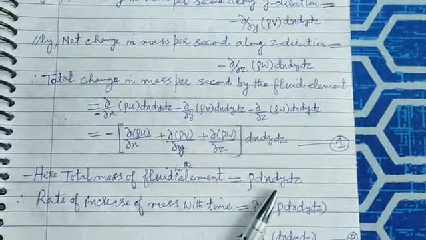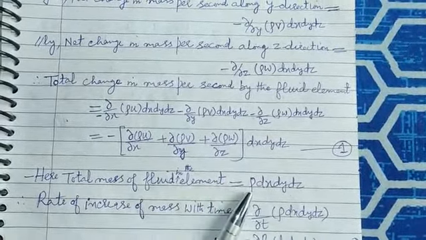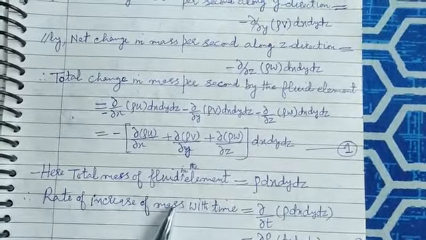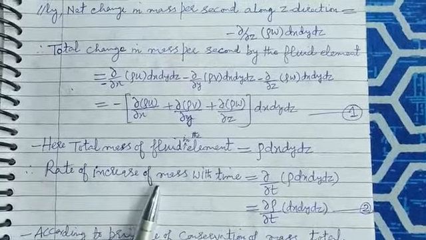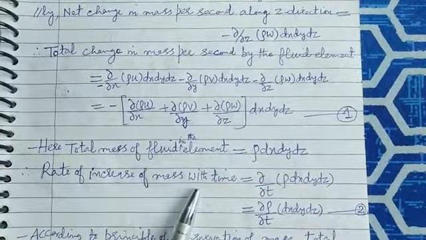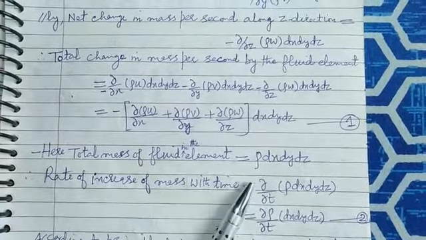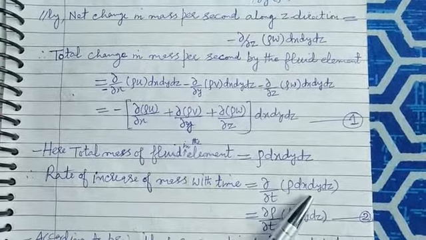So rho into dx dy dz represents the mass of the fluid in the element. Now what will be the change in this mass of the fluid element with respect to time? So we can say the rate of increase of mass with time is equal to ∂/∂t. So differentiate with respect to time: ∂/∂t of (rho dx dy dz).